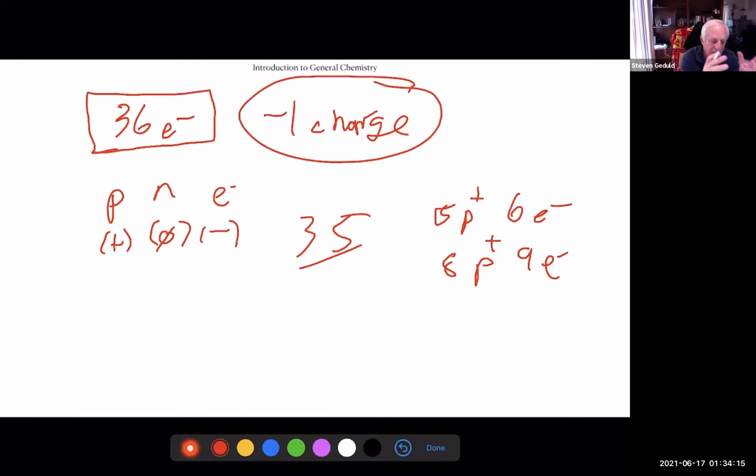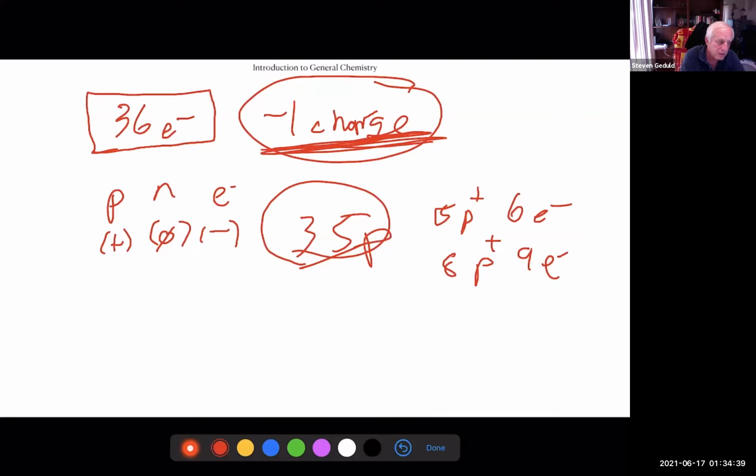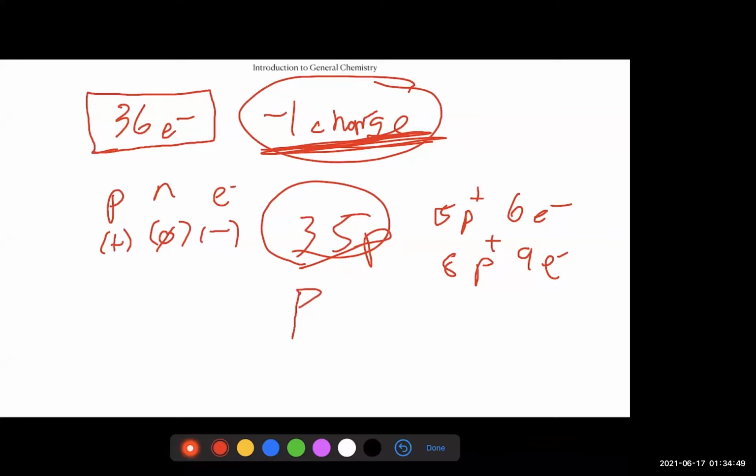Because it's a negative, you have an extra negative charge. So if you have 36 negative charges, you can only have 35 positive charges because the overall net charge is -1. So you have an extra electron, and you have 35 protons. Protons determine an element. Look at the periodic table. What element is number 35? Look at your periodic table. Is it bromine?